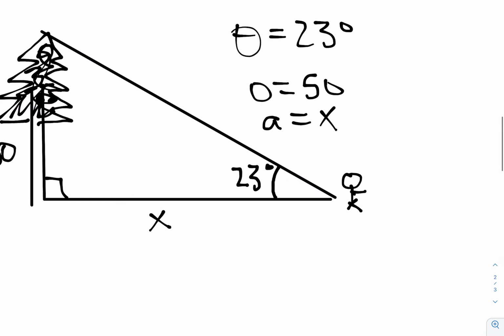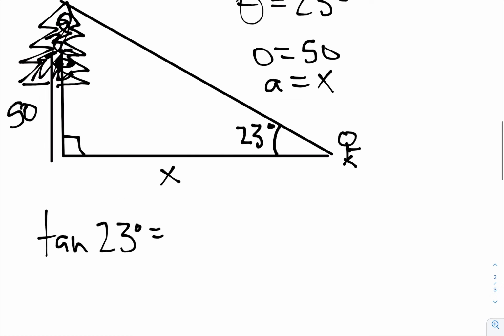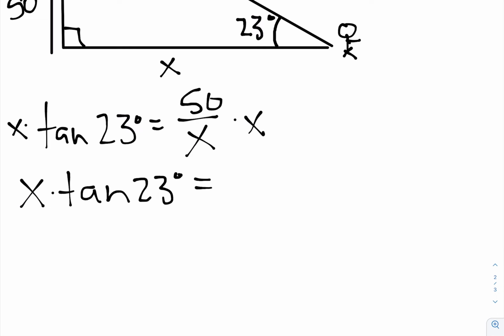Okay, so the tangent function, we're going to be doing tangent of our angle, which is 23 degrees. This is going to be the opposite, which is 50. We just found that out, over x. Okay. Now x is on the bottom of our fraction right now. Let's multiply both sides by x. So the left side is x times tan 23, and the x cancels on the right, so we're just going to get 50.